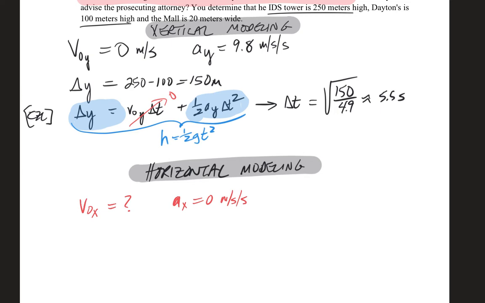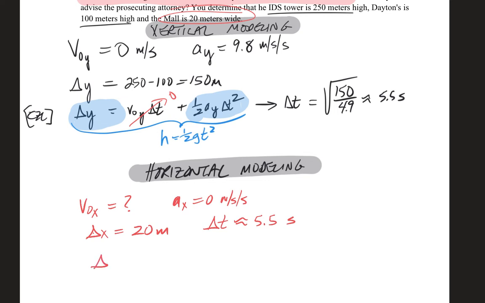Okay, so those are some basically true things. We know that the delta x was 20 meters because it said the mall below is 20 meters wide. So I'm just picking information from there. We just found out that delta t was roughly 5.5 seconds. You'd probably want to hold more than one decimal place in your calculator when you're doing this sort of thing. And if you're doing this in code, you'll have gazillions of decimal places, like 32 or something crazy like that.